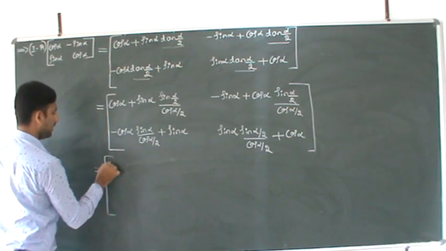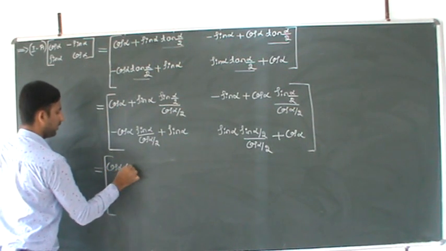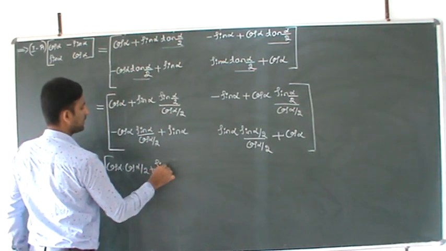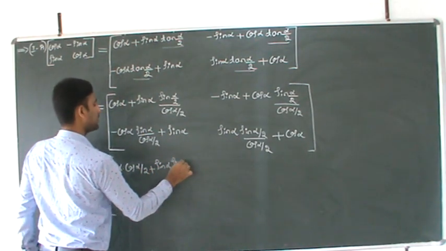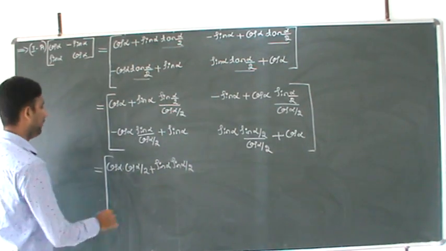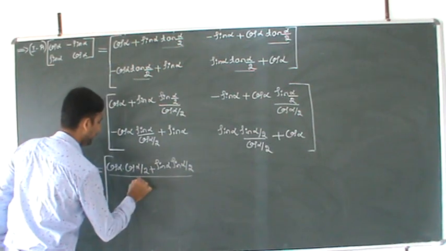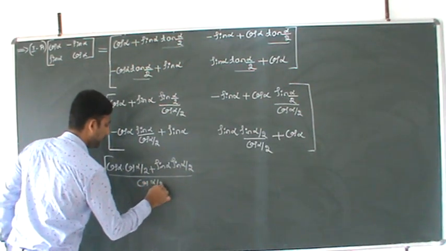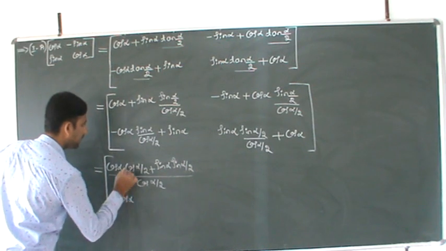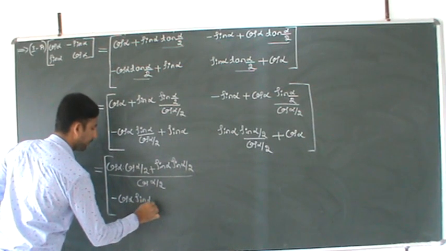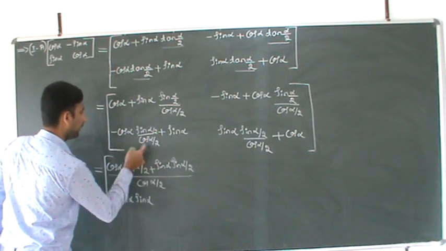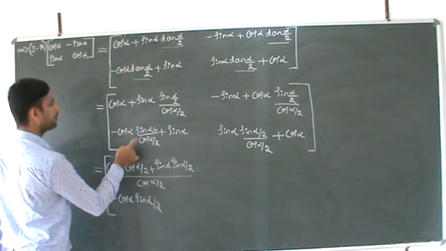Cos alpha by 2 plus sin alpha by 2, whole divided by cos alpha by 2. After that, minus cos alpha sin alpha by 2, correct? Sin alpha by 2.